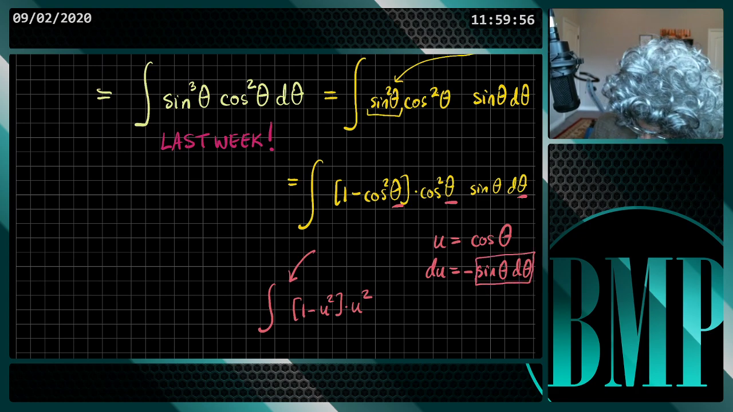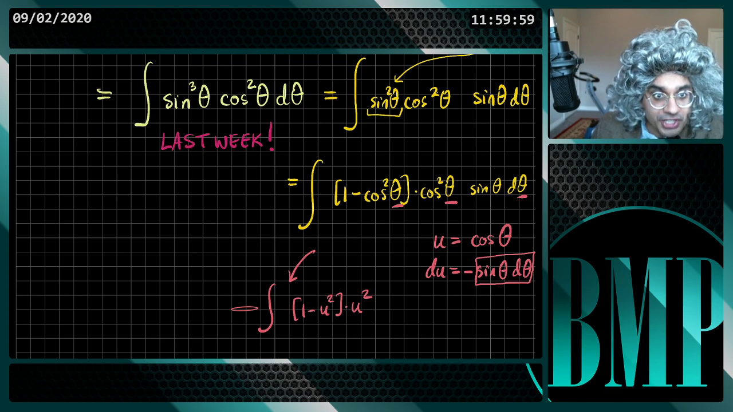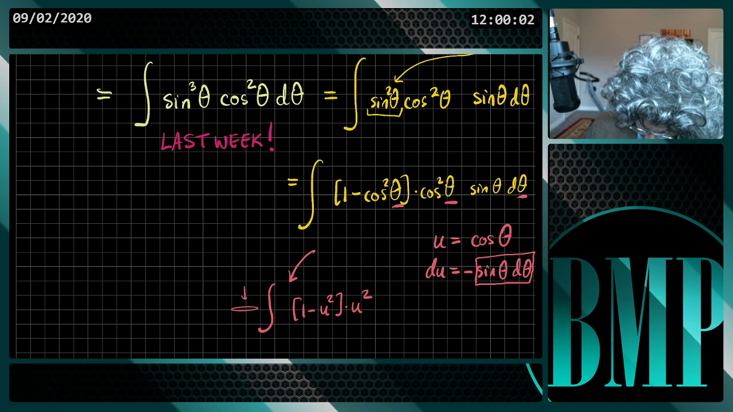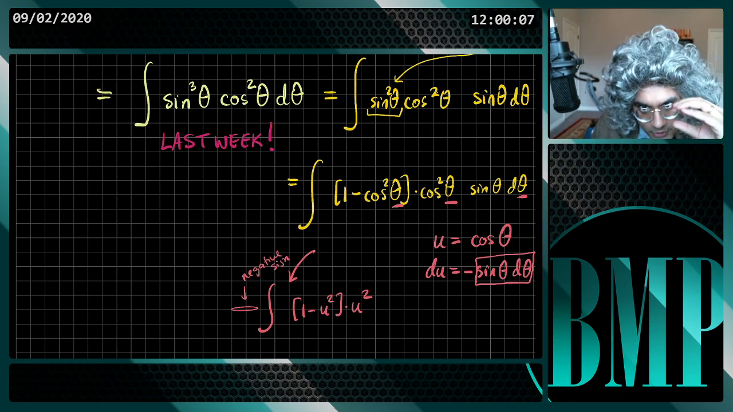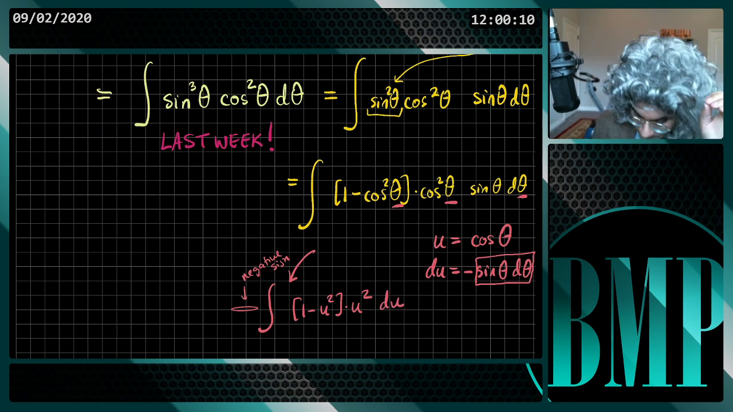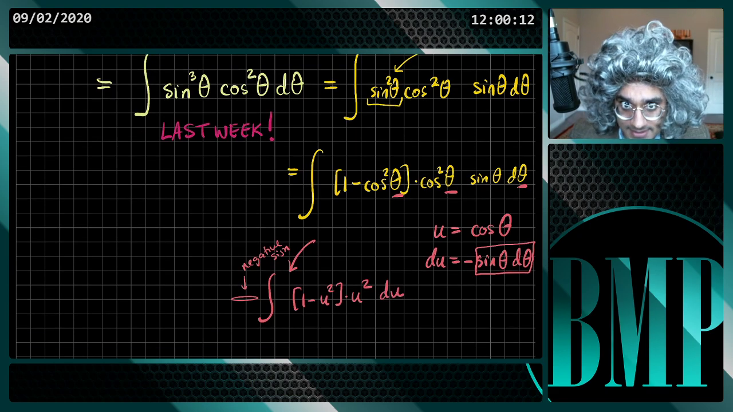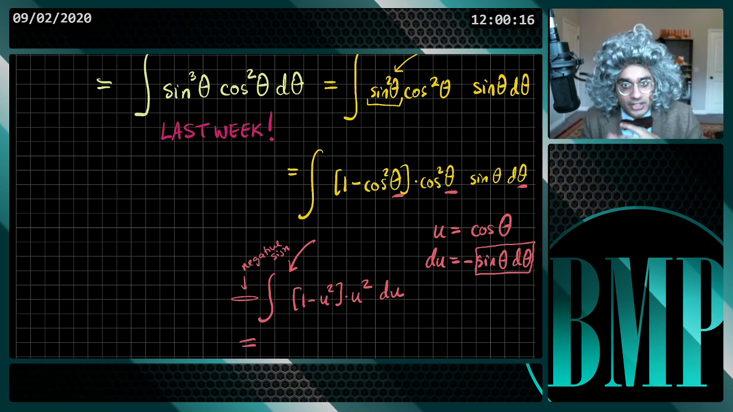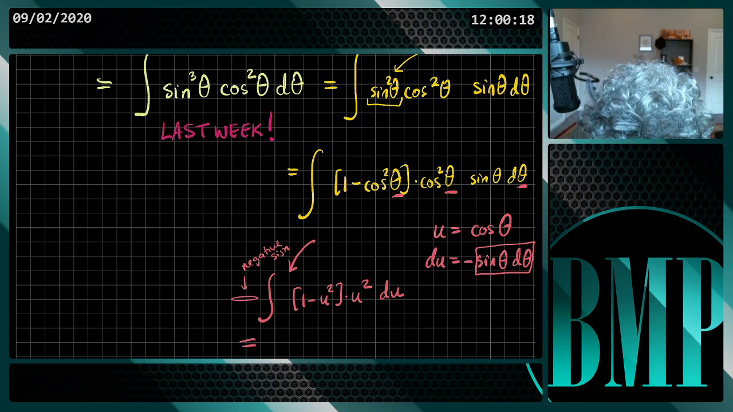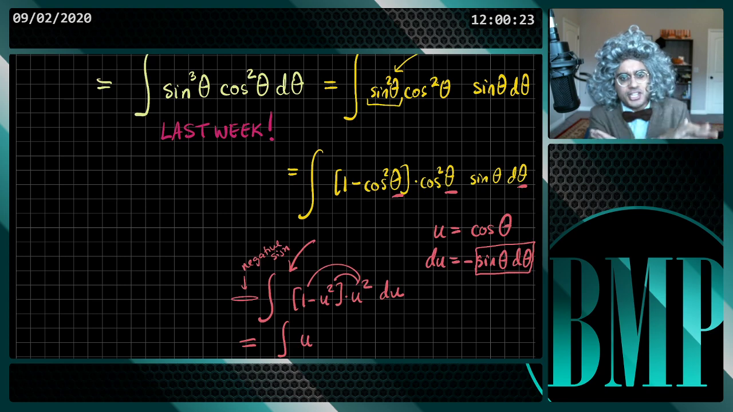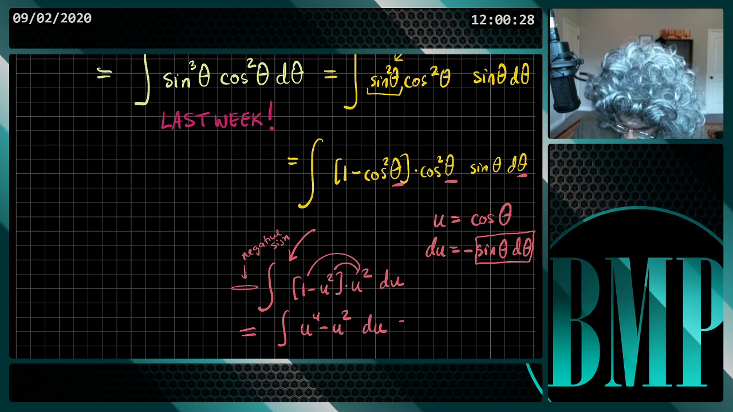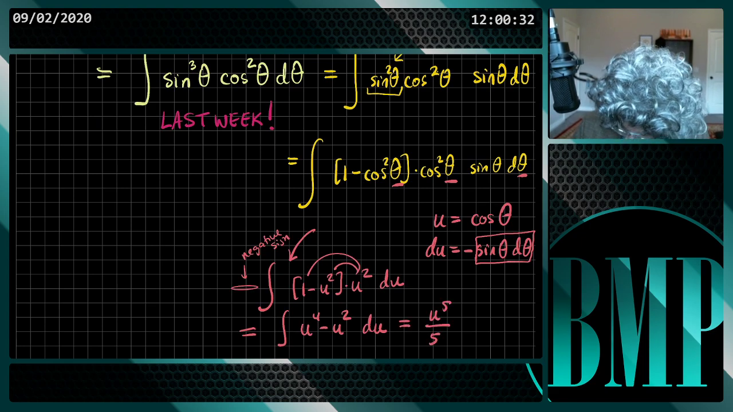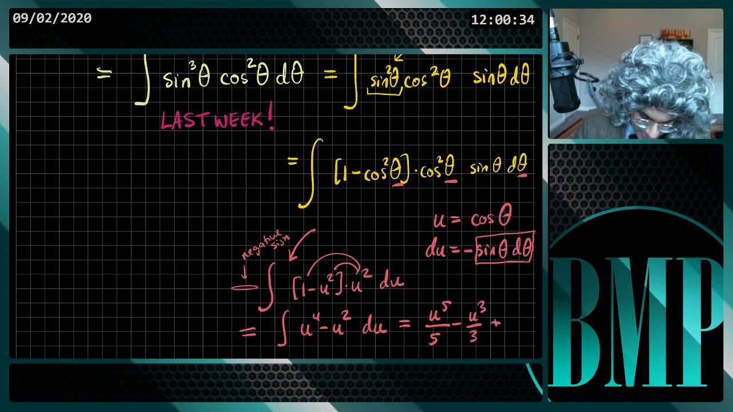is negative du. Boom, big negative sign. Okay, so we get that. And then, do some math. You can do this, and then swap the subtraction because I have a negative sign. u to the fourth minus u squared du equals u to the fifth over 5 minus u cubed over 3 plus any constant.